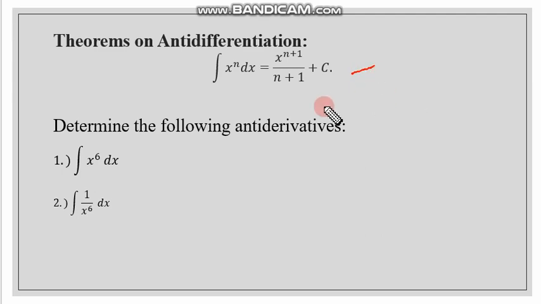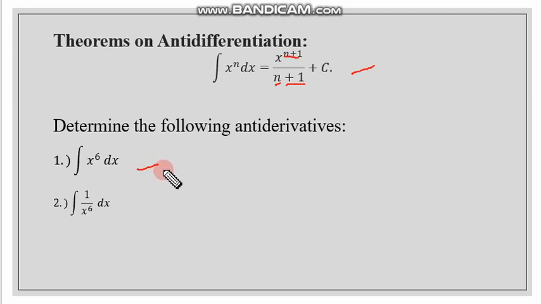Okay, so another theorem: the integral of x raised to n dx is equal to x to the n plus 1 all over n plus 1 plus c. Again, this is the inverse of the power rule of differentiation. Here in anti-differentiation, we will add 1 to the exponent and we will take n plus 1 to the denominator. So using that theorem, we will determine the following antiderivatives.